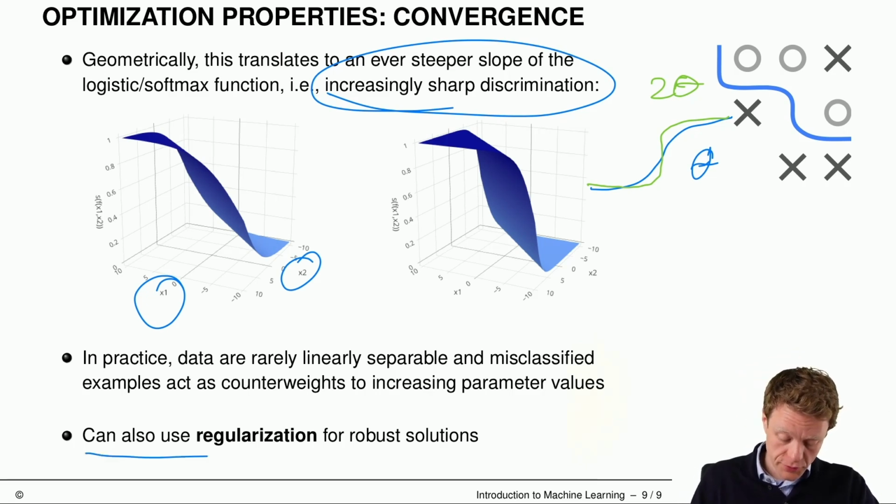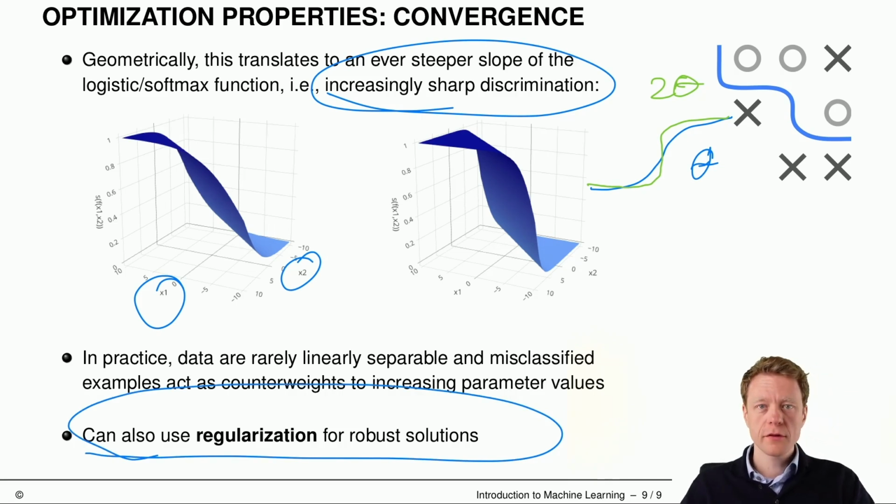We can use regularization for robust solutions, and we have a separate chapter on this. I hope to see you soon there. But of course, if we have some observations that are wrongly classified, these act as a counterweight to the increasing parameter values, and then we do not have this problem.